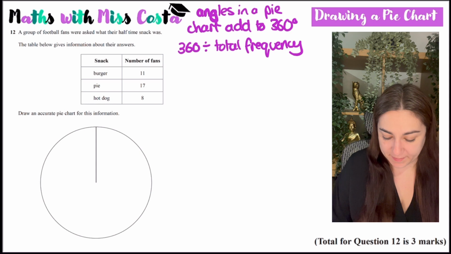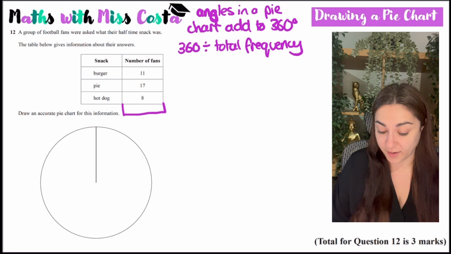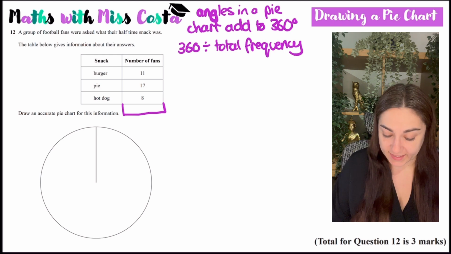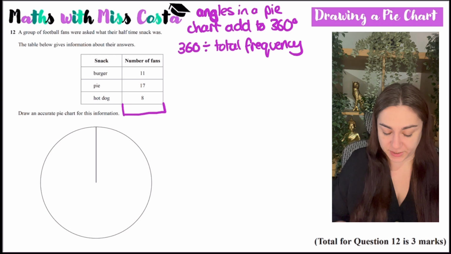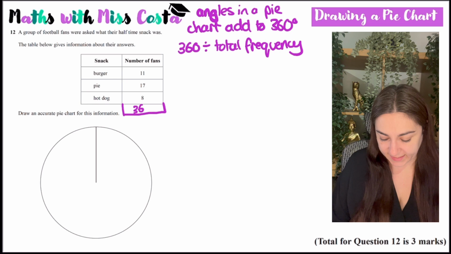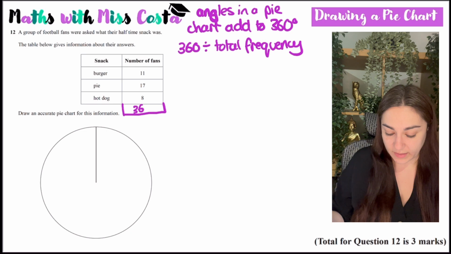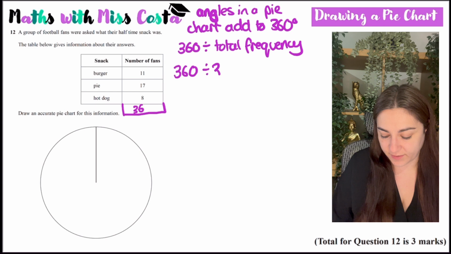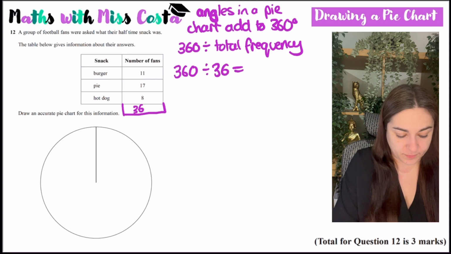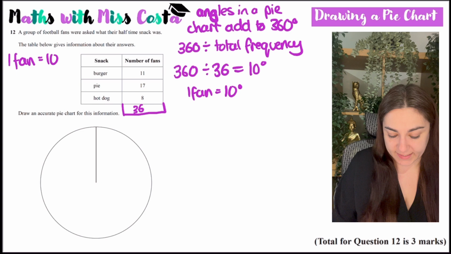So frequency just means the amount, and in this case, I'm told that a group of football fans were asked what their half-time snack was, and that the table gives me their answers. So I want to work out how many fans were asked in total. So I do 11 plus 17 plus 8 gives me 36. So I know that 36 fans were asked in total, and I want to split this pie chart into equal amounts for each fan. So if I did 360 divided by 36, 360 divided by 36 gives me 10. So I know that one fan is going to take up 10 degrees. So one fan is 10 degrees.